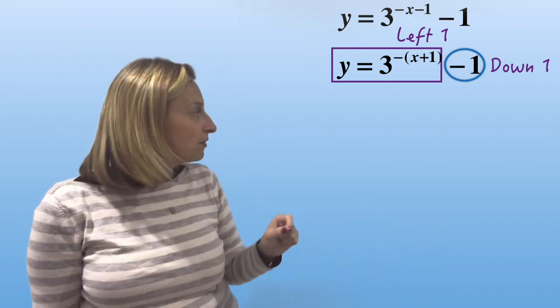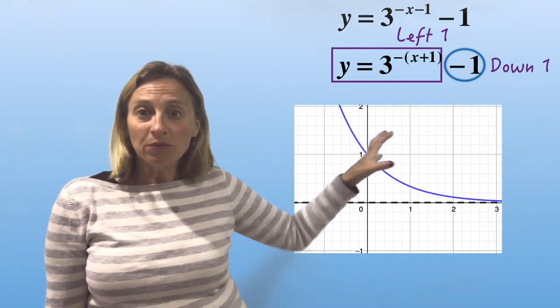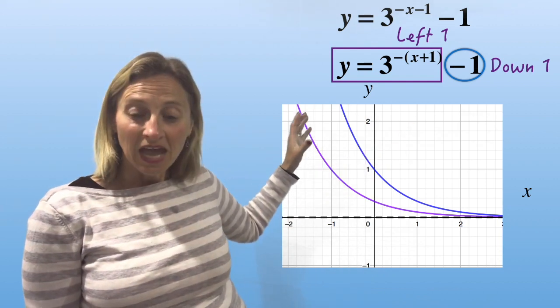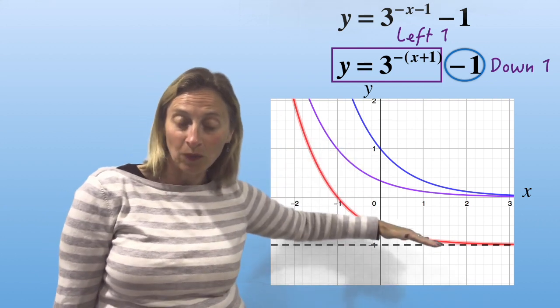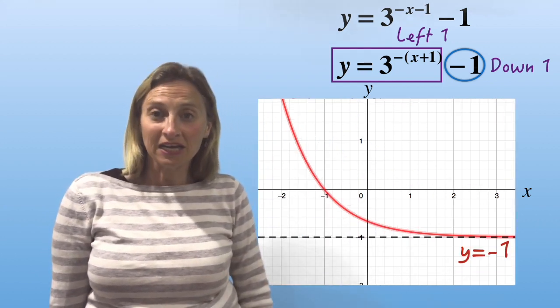You first start with y equals 3 to the power of minus x. Then you want to move the graph to the left 1. And then we move the whole thing, including the asymptote, down 1. And don't forget to label your asymptote, y equals minus 1.